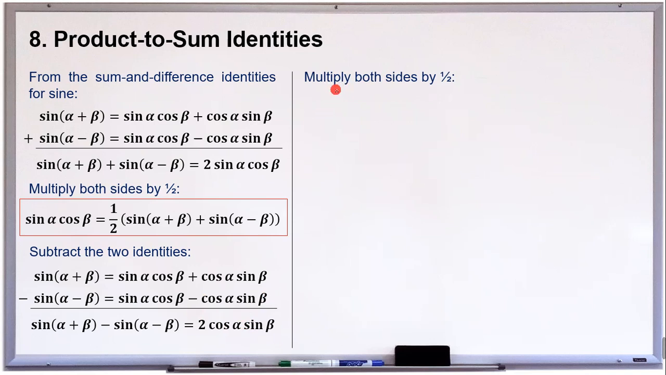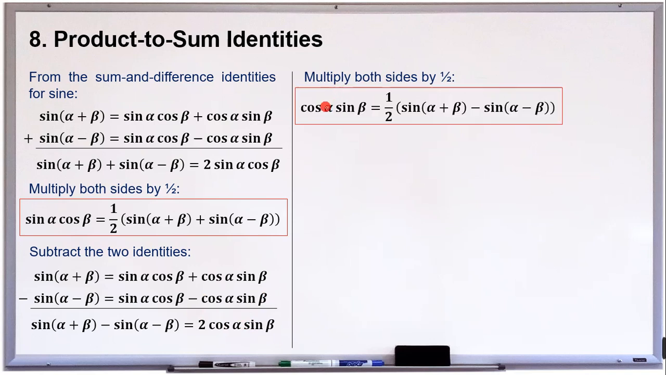Then multiply both sides by 1/2, or divide both sides by 2. You will end up with this equation. We have cosine alpha sine beta is equal to 1/2 of sine of alpha plus beta minus sine of alpha minus beta. So this is our second product of cosine alpha and sine beta to sum. By the way, some of you may get confused with the word sum because we have a minus here. This one can also be written as plus the negative of sine of alpha minus beta.